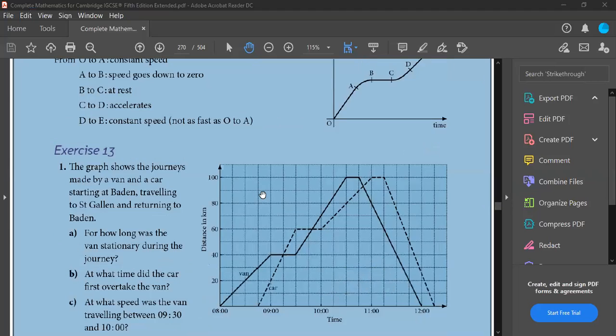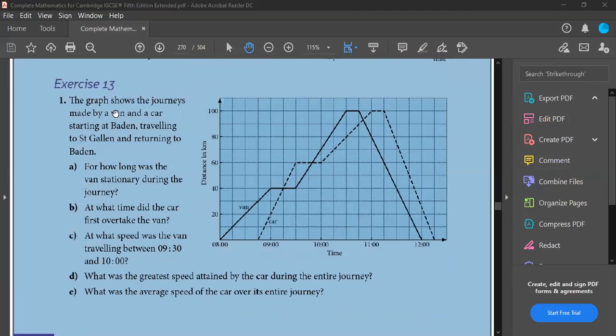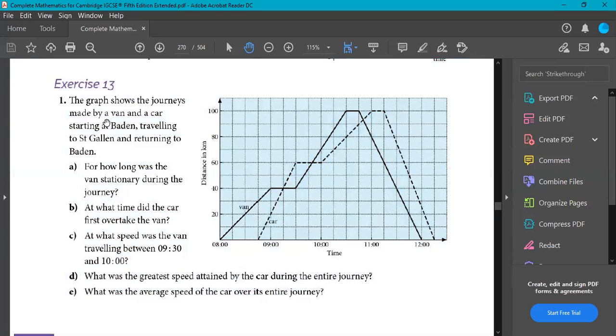The distance time graph, as you can see, there is a story behind this. The graph shows a journey made by a van and a car, starting at B, traveling to S, and returning to B. I want someone to explain the van's journey. Qatada? Yes sir, I want an explanation for the van, tell it as a story.